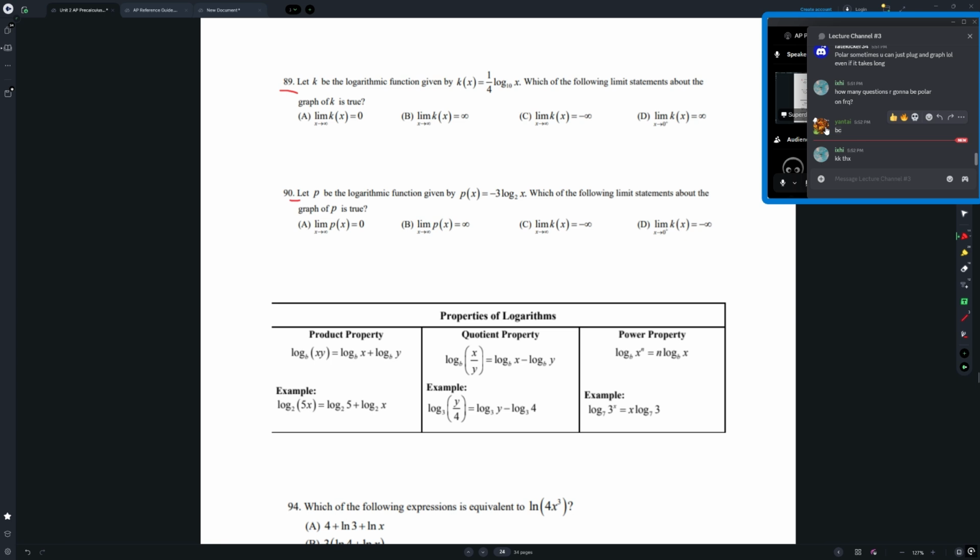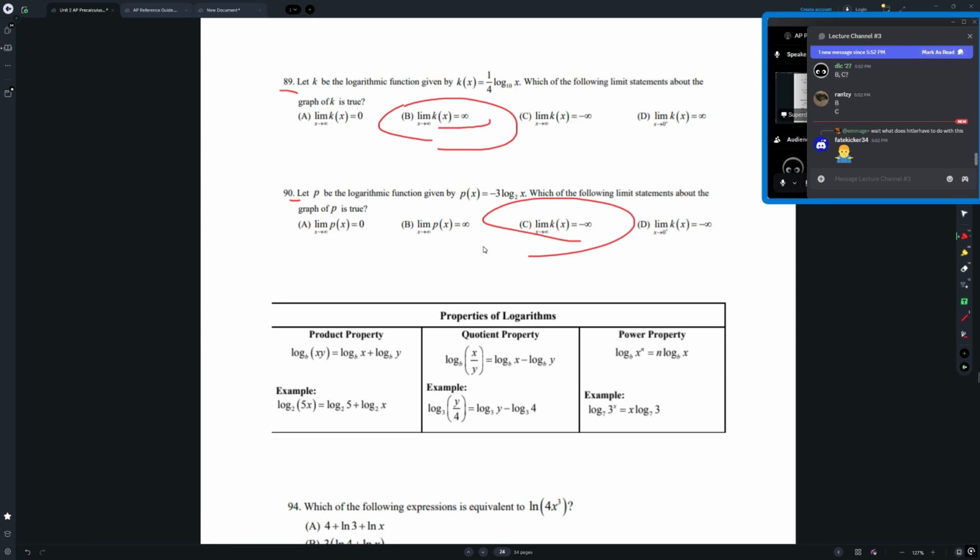I'm gonna give like 1 more minute for these two, because these are pretty easy. And we need to get to the harder topics. Okay, the answers are B and C. Okay, any questions on these two?